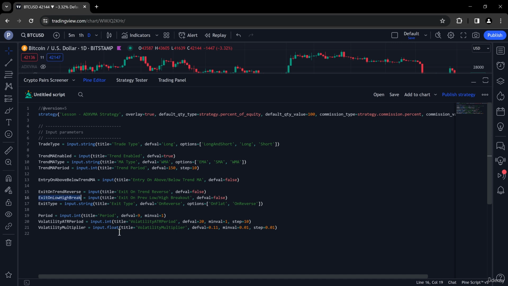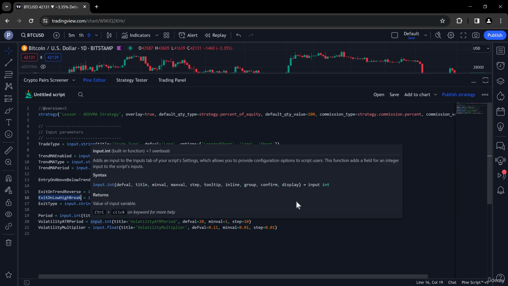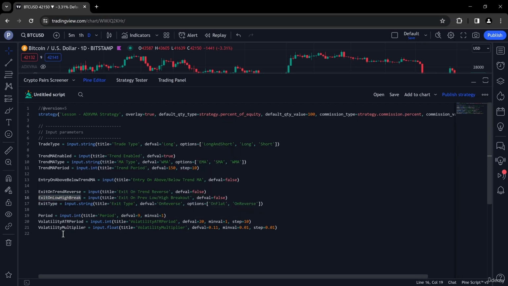Next type of exit is when price is breaking the low or high of the previous price bar. This parameter is optional as well. We can enable or disable it. And also the exit type of this strategy can have different values. It could be on flat, meaning when ADX VMA becomes flat, or yellow color, as I showed previously, then we can exit the current position.